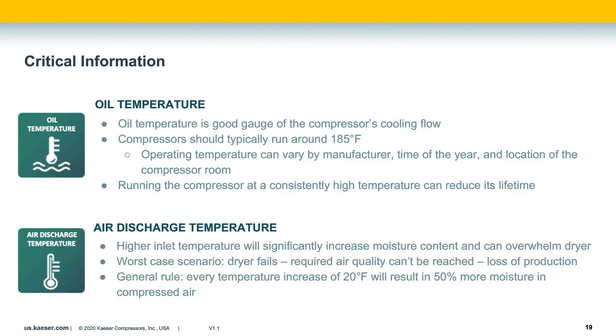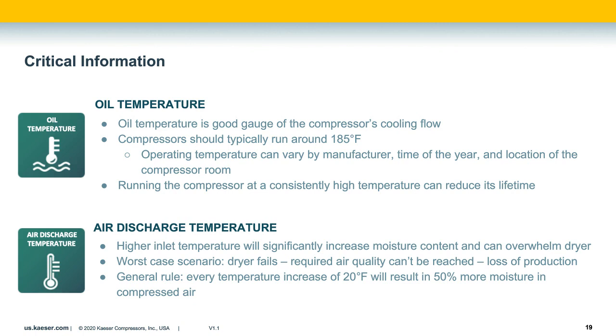Let's start with critical data. Temperature is at the top of our list already. It is a critical value within your compressed air system, and there are multiple different points. Oil temperature is a good indicator of compressor cooling flow. Running at consistently high temperatures can reduce the lifetime of the unit. If you're seeing high oil temperatures, something's wrong with the unit and maintenance is going to be required.